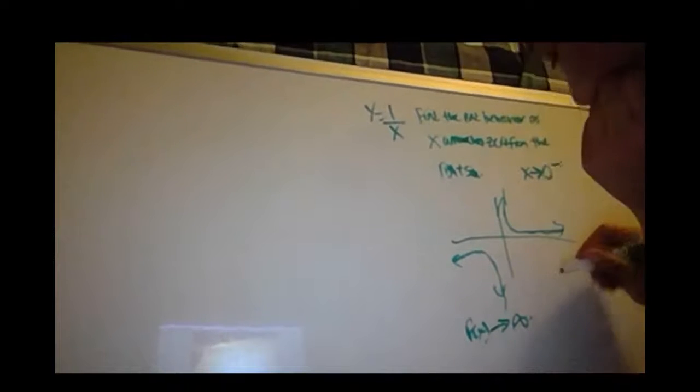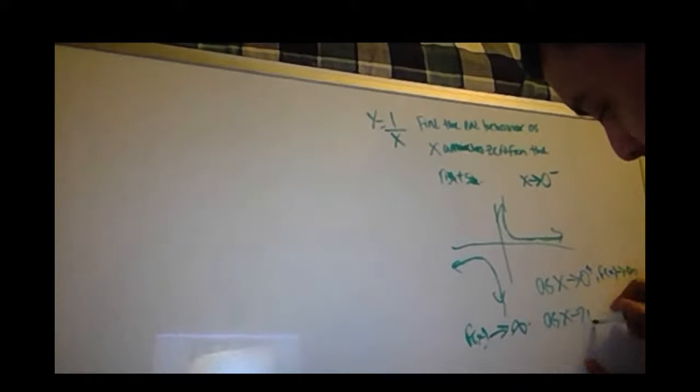So as x approaches 0 from the right, f of x approaches infinity. As x approaches 0 from the left, f of x approaches negative infinity. Okay, that is how you would write it. Some teachers want you to write it that way, others don't really care, but this is the notation that you would want to use when you are in pre-calculus.